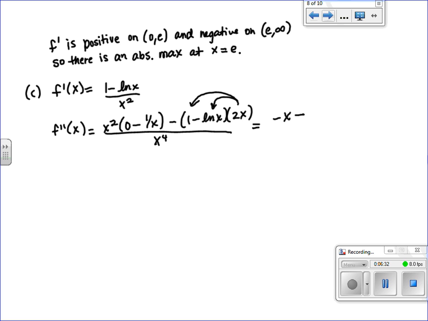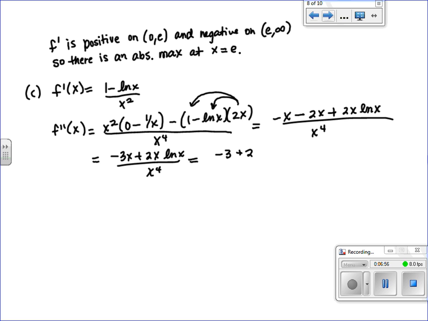So 2x times 1 is 2x, and then this is going to be plus 2x natural log of x, all over x to the 4th. Okay, negative x minus 2x is negative 3x, plus 2x natural log of x, over x to the 4th. You can pull out an x from everything, so I get negative 3 plus 2 natural log of x, all over x to the 3rd.